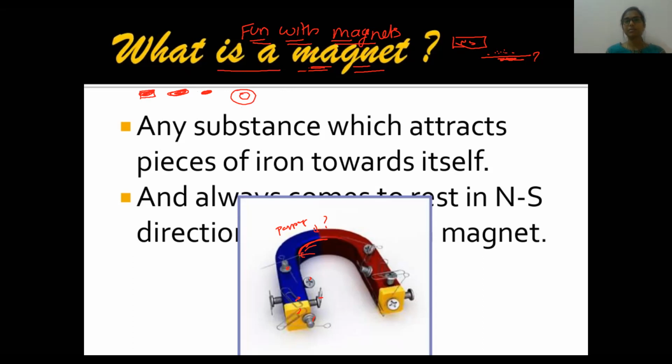But what is this magnet according to physics? See, a magnet is a substance. First of all, it is a substance which is naturally occurring. It attracts the piece of iron towards itself. Right, children? You take any magnet, put it to the iron, it is going to attract.